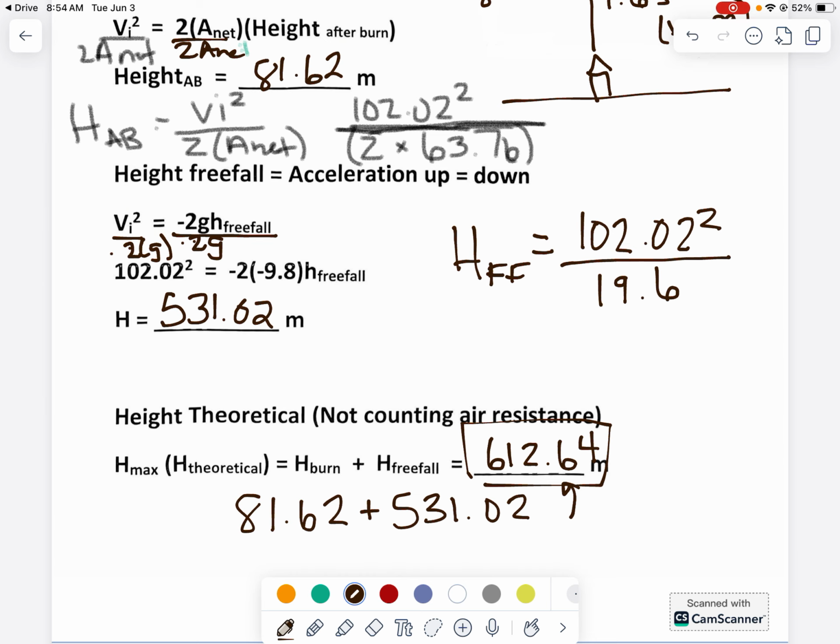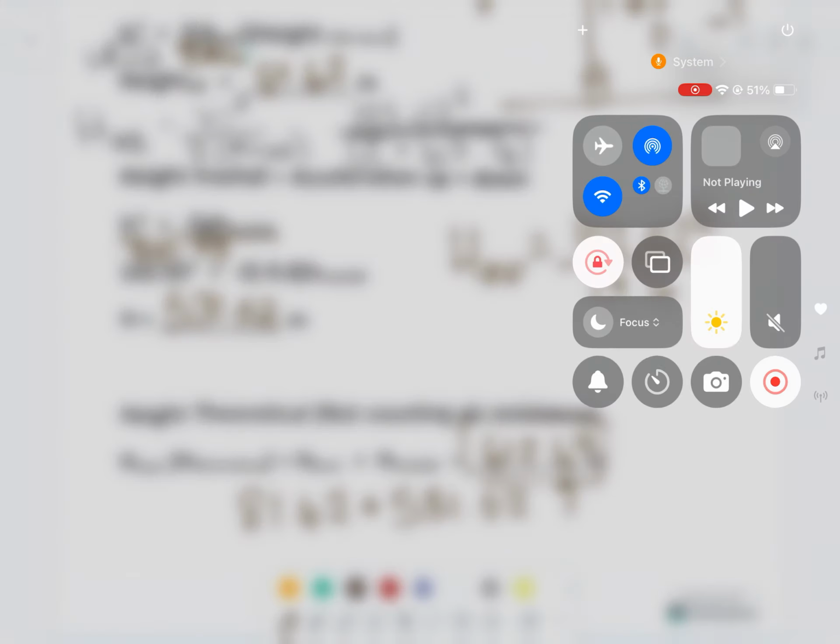612.64 meters. This might look closer. I picked a number really low, so mine's way higher than yours. This might look closer to your SpaceCAD number. You are welcome to ask me questions about this, but not about your own math, since that is a summative. So there you go.